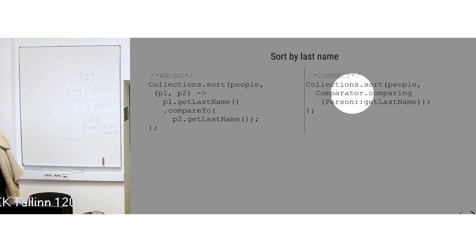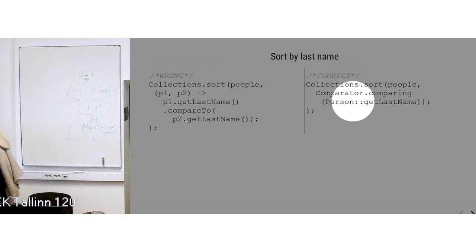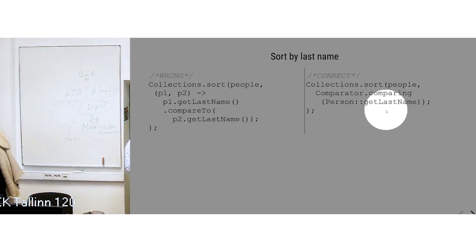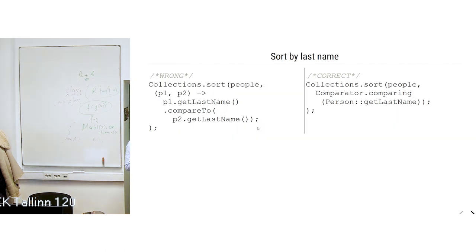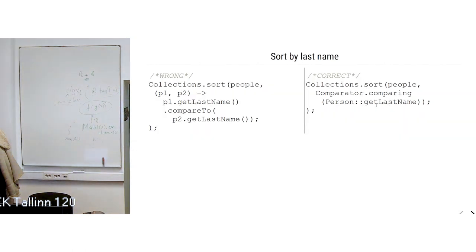But we have a utility method called comparing on the Comparator class, a utility class. This comparing method expects some lambda expression inside. And it says, okay, just give me the method for extracting the thing that you are going to compare in your class. So this is that simple. Person get last name. It's just the getter for the last name of the person, and you will have a comparator here. So you just use Collections sort. So this is a very simple example.